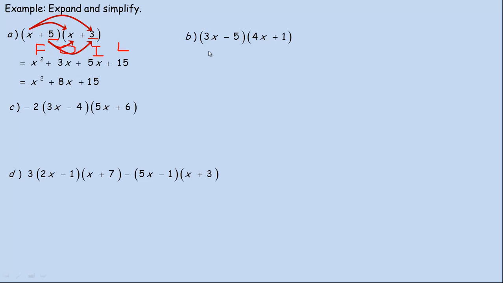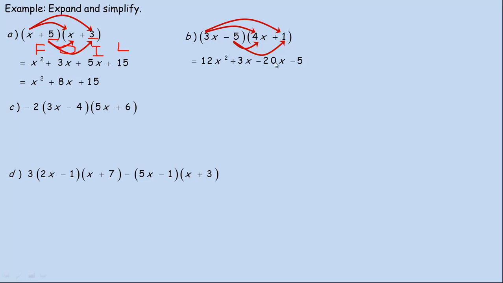On to B, 3x minus 5 times 4x plus 1. I'll do the arrows one more time here. 3x times 4x is 12x squared. 3 times 4 is 12. Remember, x times x is an x squared. And then I'll multiply the 3x by the 1, which would be a 3x. And then negative 5 times 4x, which would be minus 20x. And lastly, which is the L in FOIL, the negative 5 times the 1, which would be a minus 5.